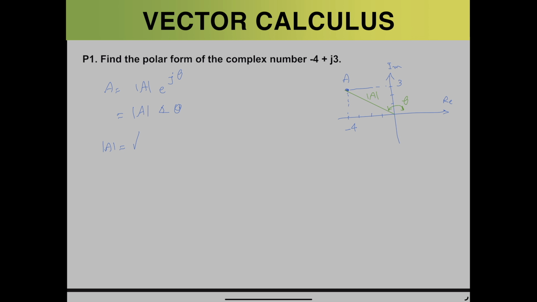It is essentially the square root of the real part, which in this case is -4 squared, plus the imaginary part, which is 3 squared. It's essentially the Pythagoras theorem that calculates this edge of the triangle with the sides of 3 and 4. So essentially this becomes simply 5 as the magnitude.